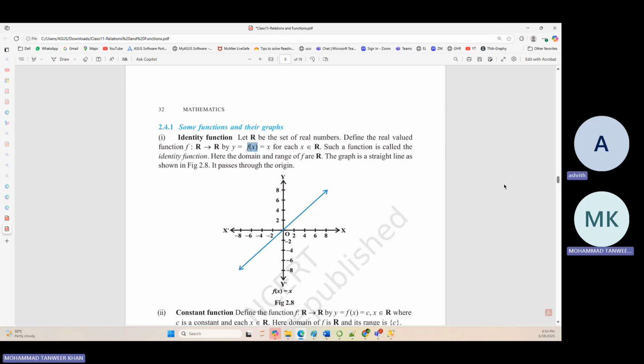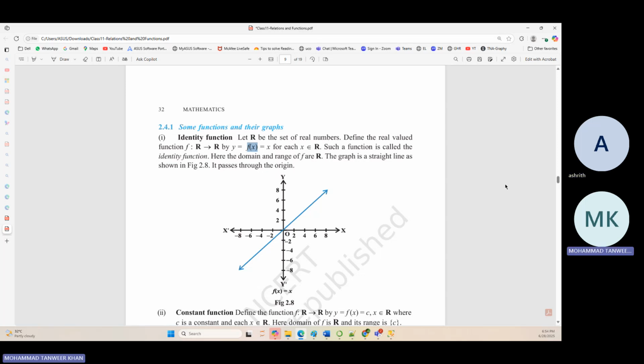If x is 2, what will be the output? 2. If x is 3, what will be the output? 3. Okay, so this is known as the identity function. Why is it known as identity? It means whatever input you give, you will get the same output.